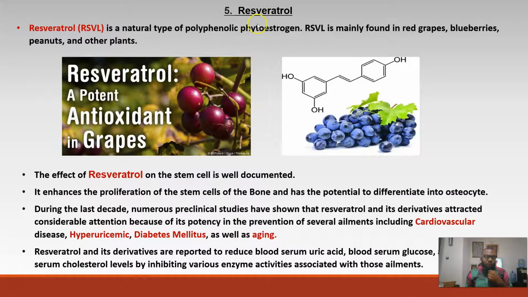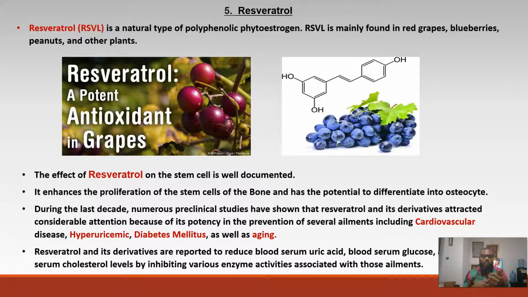And then we have resveratrol. This is just a natural polyphenolic phytoestrogen. We mentioned phytoestrogen in genistein. So we also have phytoestrogens and antioxidants in resveratrol. You can find them in red grapes, blueberries, peanuts, and other plants. They are very good for maintaining the cardiovascular system.